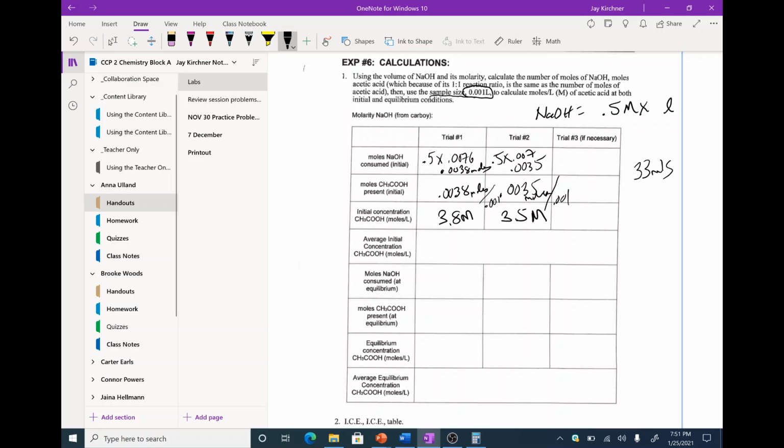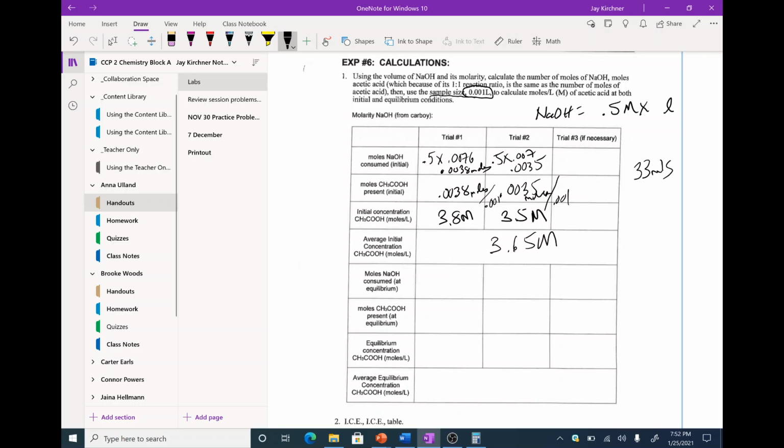Okay, why did I do that again? Because I only put in 1 milliliter of this. So in 1 milliliter, I had this. So in a liter, I would have 1,000 times that. Let me say that again. When we did the titration, we only took out 1 milliliter of our reaction. So we have 0.0038 moles of acetic acid in basically 1 milliliter. So if we want to put it in molar, which is per liter, we have to divide our moles by our volume, which is 0.001. So this is our actual molarity. So our average molarity is 3.65 molar.